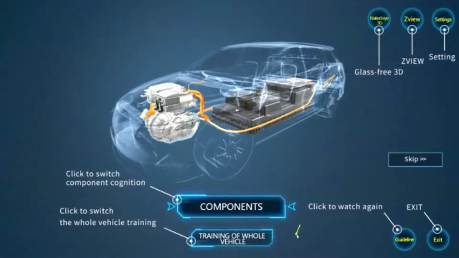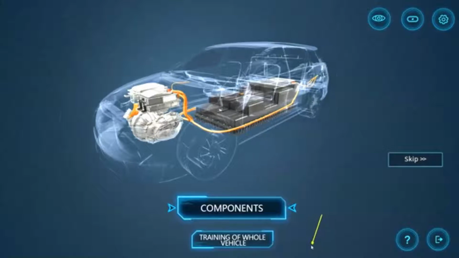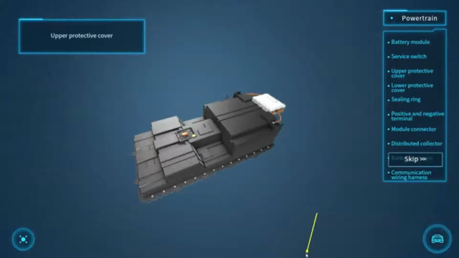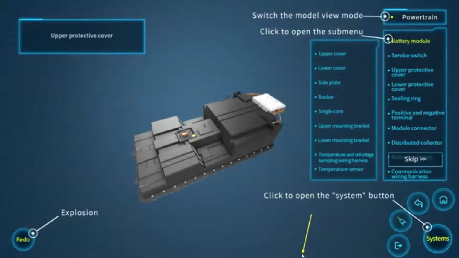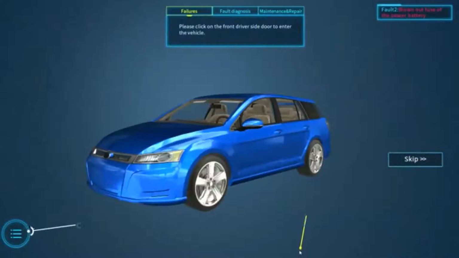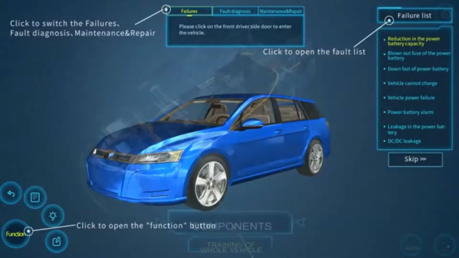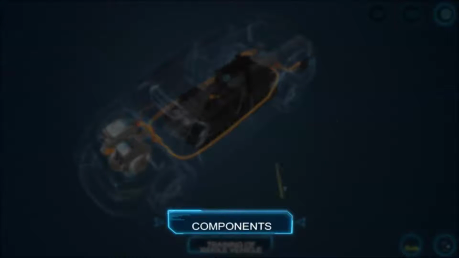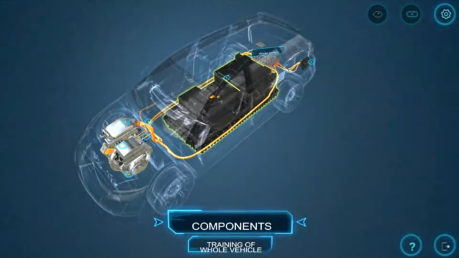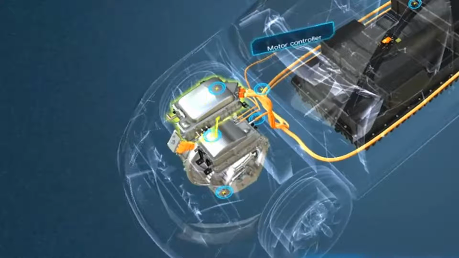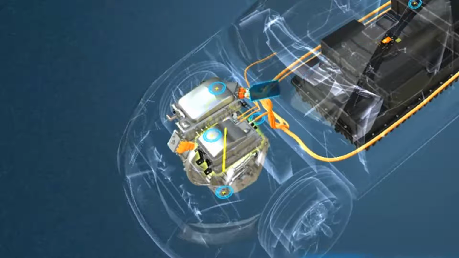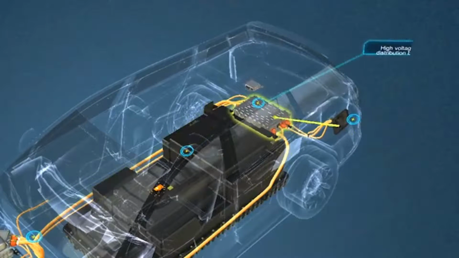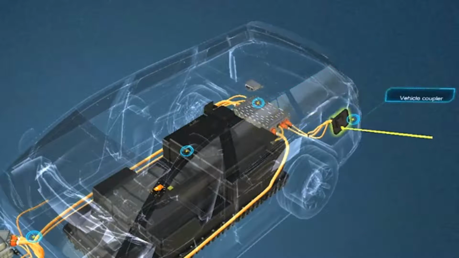Welcome to the new VR Electric Automotive Mechanic application by GTAFE on zSpace. Enhancing the already popular automotive package, the new Electric Automotive Mechanic offers modules in electric automotive components and training of the whole electric vehicle. In the electric automotive application, the user will start in the Components module. This module offers 8 different systems to choose from: motor controller, DC-DC, AC compressor, powertrain, high voltage harness, power battery, high voltage distribution box, and vehicle coupler.